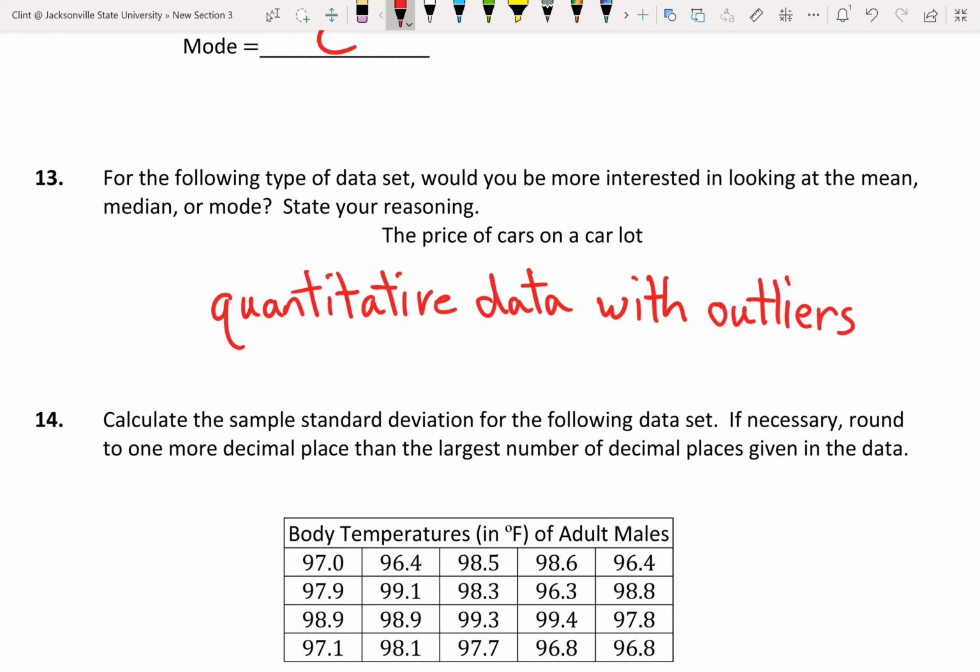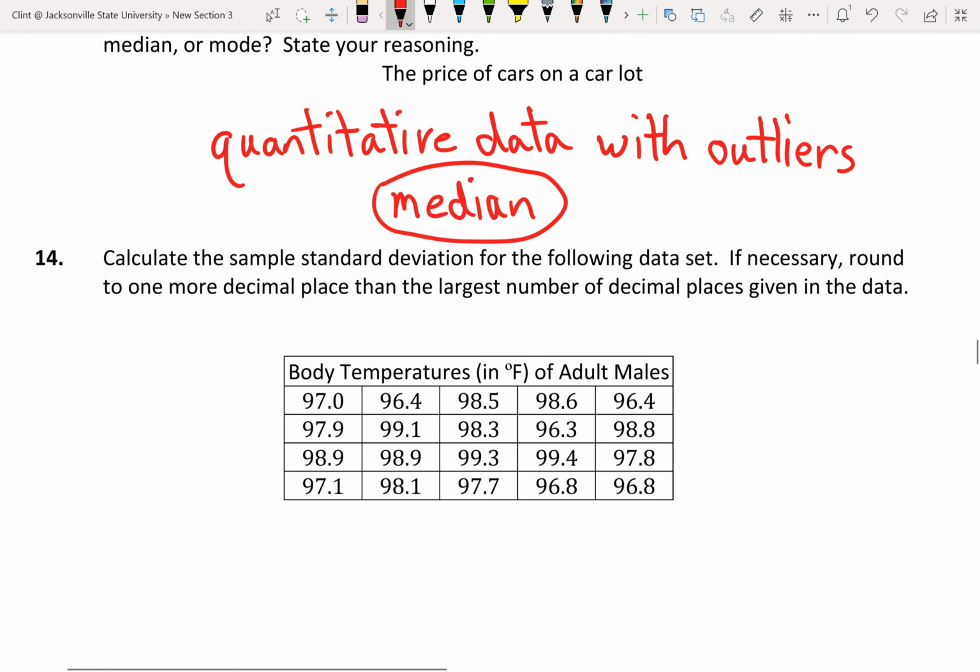So since we have quantitative data with possible outliers, what should we use? We should use the median. If we did not expect outliers, we could use the mean, or if we had qualitative data, we would use the mode.